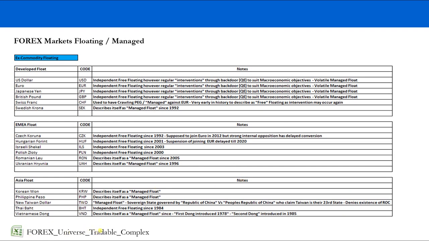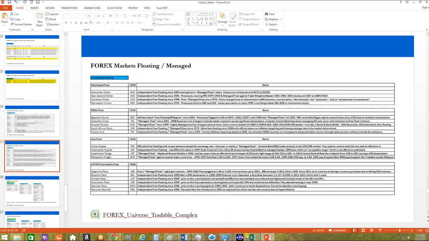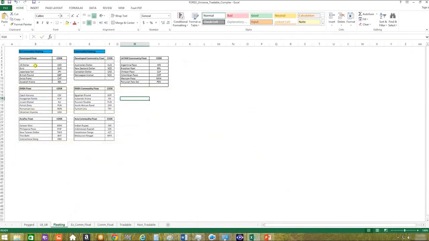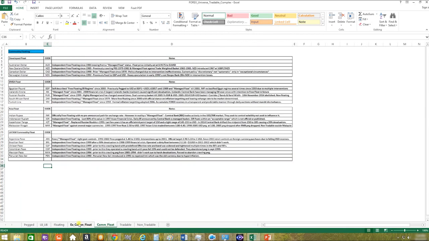And what we've done is we've taken the same approach as the fixed or pegged. In the FOREX Universe Tradable Complex spreadsheet file, we've got a couple of sheets that break down everything for you by X commodity floating and also by commodity floating. So let's go into the sheet now and we can show you how this is broken down. So we have all our floating currencies here, whether it's X commodity or commodity, and we have our two tabs here, X commodity and commodity floating.